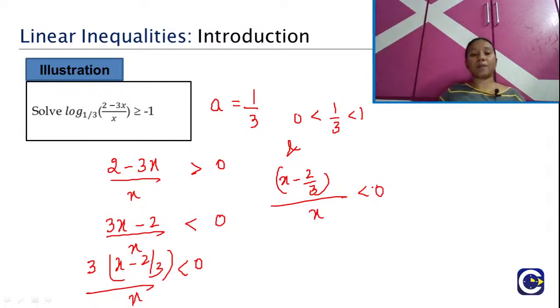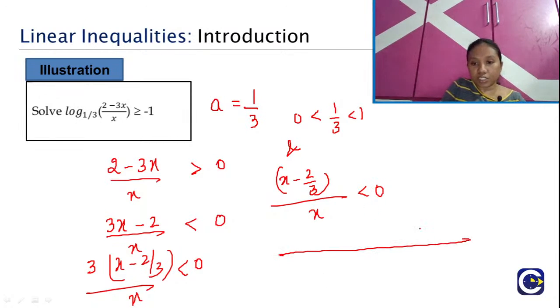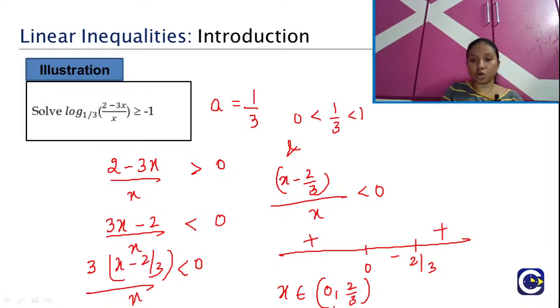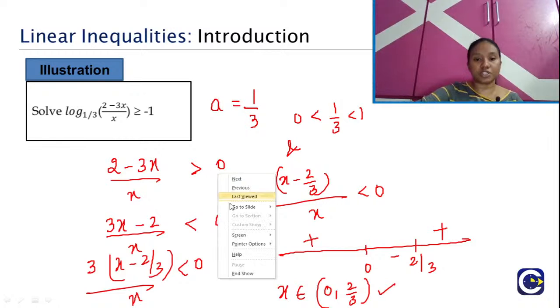Now here I can apply my wavy curve method. What are the critical points, guys? One is 0 and the other is 2 by 3. It will be plus, minus and plus. Here it is less than 0, so it will be negative. So x belongs to the open interval 0 comma 2 by 3. This is the condition I end up with for the inside expression of the log being greater than 0. Now I have to solve the exact logarithm inequality and then take the intersection of both these conditions. So let's solve the second condition.